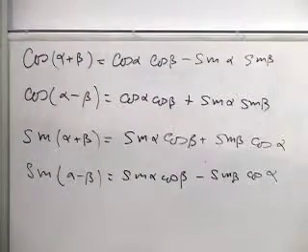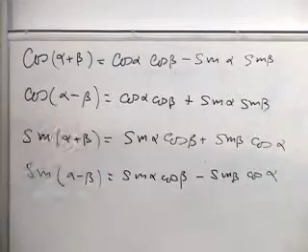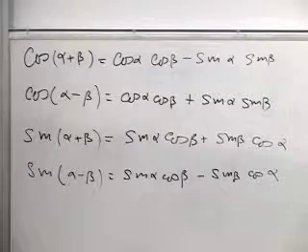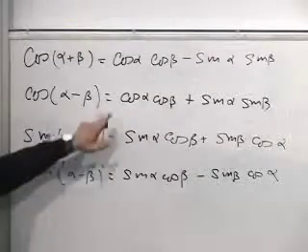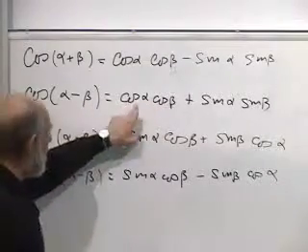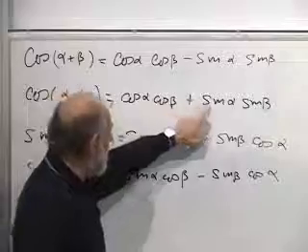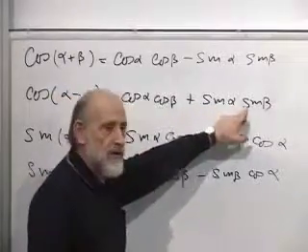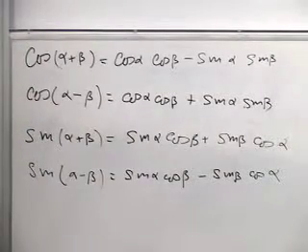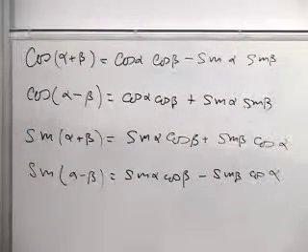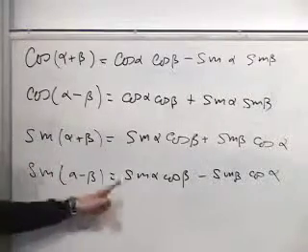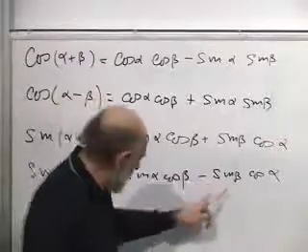There's a nice check we can do. What if alpha equals beta? If alpha equals beta, we have cosine of 0, which is 1. On the right-hand side, we would have cosine squared alpha plus sine squared alpha. That's 1, so that works. How about sine of alpha minus beta? If alpha equals beta, that should be 0. So these two terms will cancel each other.